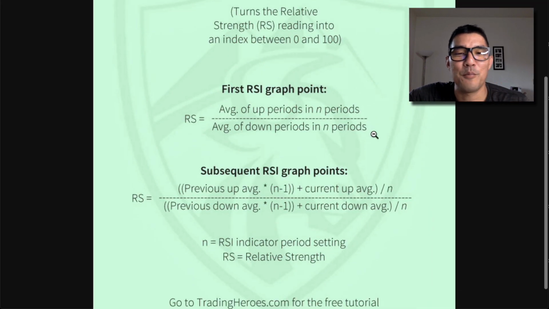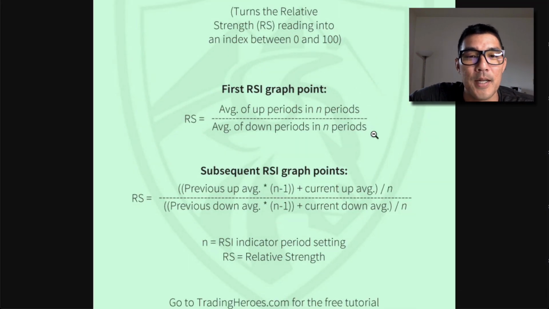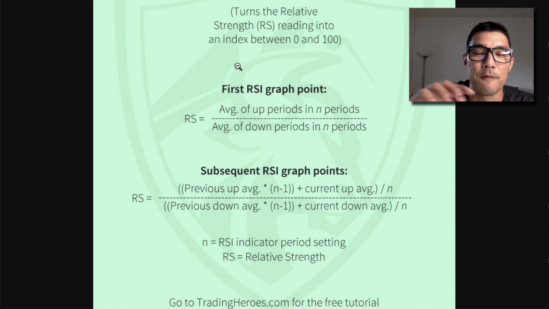The first RSI graph point on the chart is going to be calculated using this formula here. If your look back period is 14 periods, then the first 14 periods won't have an RSI graph point, because it's still calculating, right? The 15th period will have the RSI graph point, and this is how it's calculated.